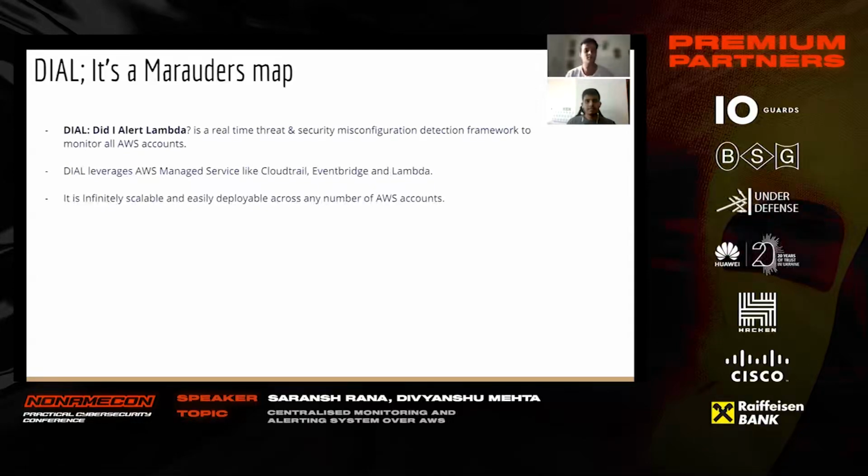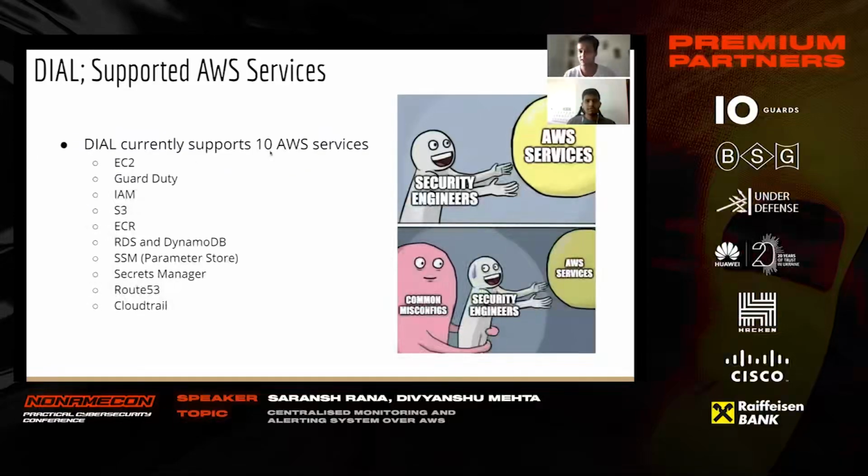All right. Moving on to how Dial works. Dial leverages multiple AWS managed services like CloudTrail, EventBridge, AWS Lambda, etc. At the same time, it is highly scalable, easily deployable across any number of AWS accounts, and becomes your one point of contact for everything that you want to check on. Moving on to the supported services that Dial currently covers. Currently Dial supports 10 AWS managed services, that is EC2, GuardDuty, IAM, S3, ECR, etc.